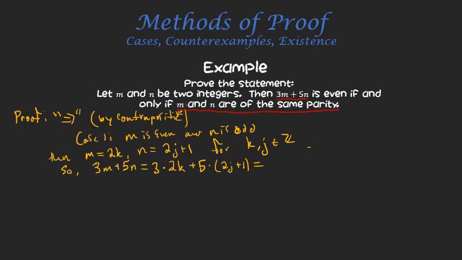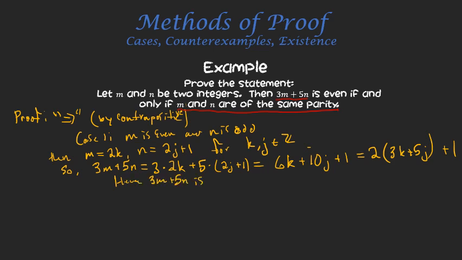And we can expand this out. So we have 6k plus 10j plus 5. Look at what we can do with this. We can do 2 times 3k plus 5j plus 2 plus 1. And since 3k plus 5j is an integer, 2 times that plus 1 will be odd. So in conclusion, hence 3m plus 5n is odd. And that's what we wanted to show, right? We're going by contrapositive. We wanted to show the opposite of the hypothesis.